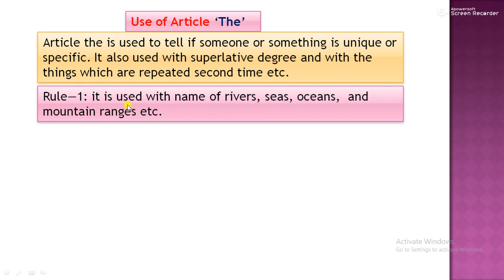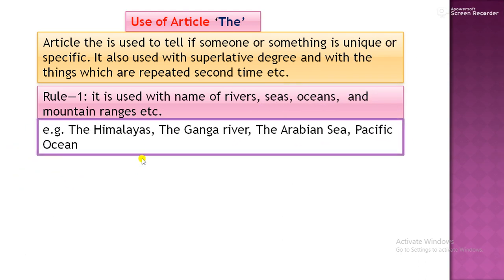Rule 1. It is used with the name of rivers, seas, oceans and mountain ranges, etc. The Himalayas, the Ganges River. In English, pronunciation is not Ganga, Ganges we can say. The Arabian Sea, the Pacific, you will use the here as well. The Pacific Ocean.